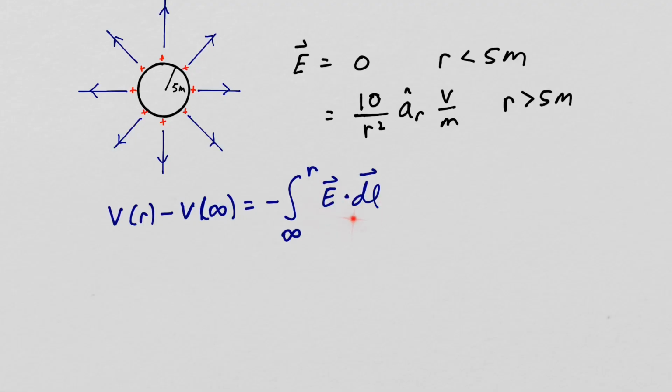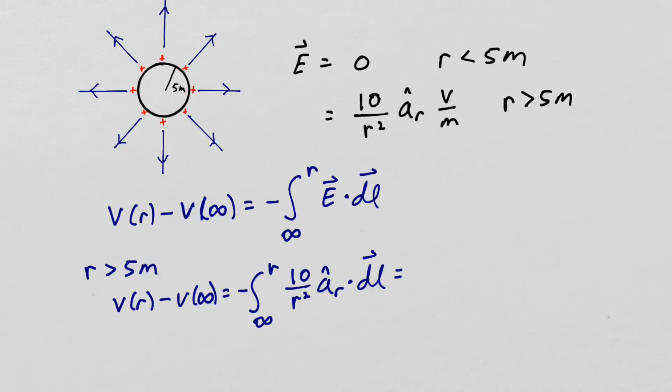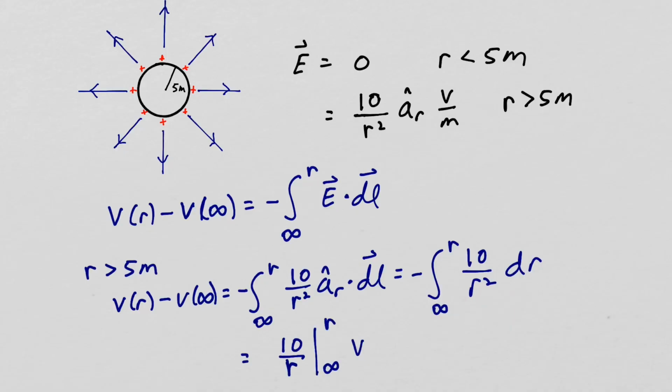So let's first find the potential field for r greater than 5 meters. When r is greater than 5 meters, this is our electric field intensity, so let's substitute it in. A sub r dot dl, you're only doing work when you're moving in the dr direction. The integral of dr over r squared is minus 1 over r. And our electric field is volts per meter. dr is in meters, so our result will be volts. So we evaluate at our limits of integration. So for r greater than 5 meters, our potential field is 10 over r volts.